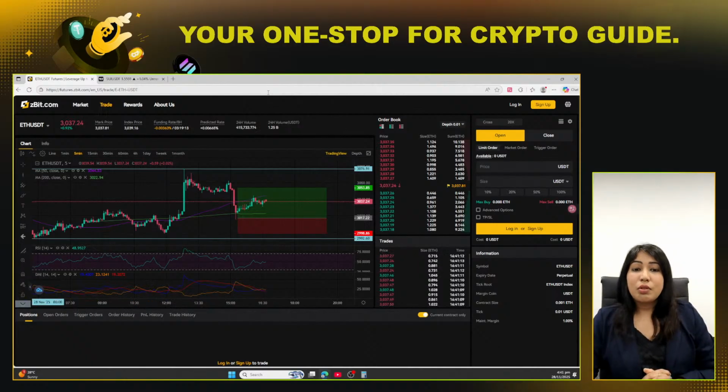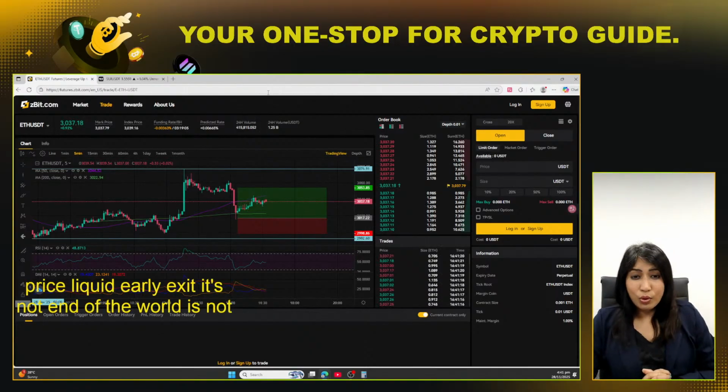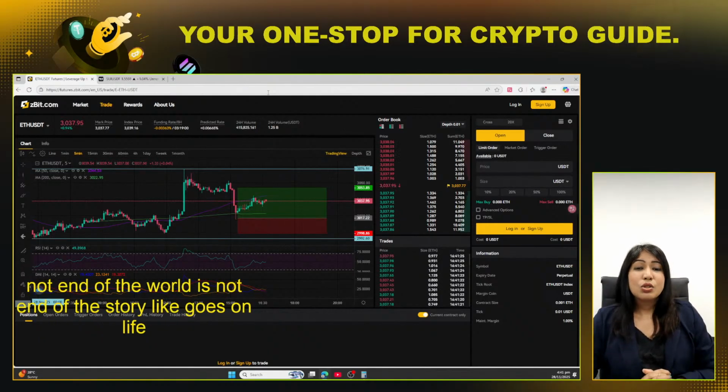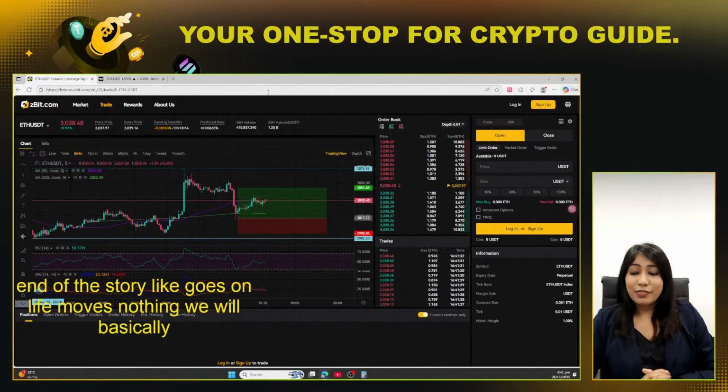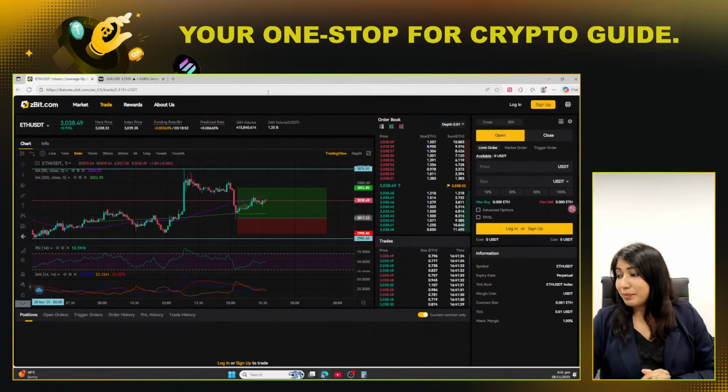One stop loss or one early exit, it's not the end of the world, it's not the end of the story. Life goes on, life moves on, there's nothing wrong in it. Take a small loss, exit, then we will try once again. We will basically try to position ourselves in the correct way, and then we will make profit.